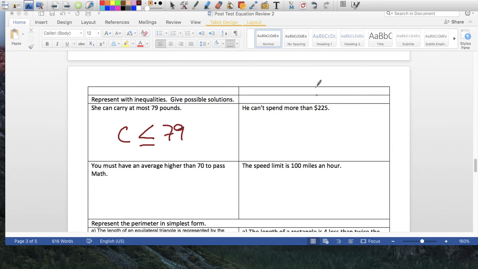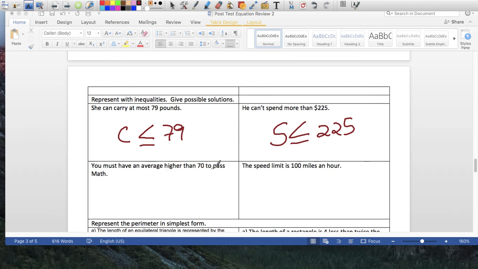You can't spend more than 225. Again, let's pick a variable. I guess S for spending. And more than 225, he cannot. So whatever he's shopping for, it has to be less than or equal to 225.